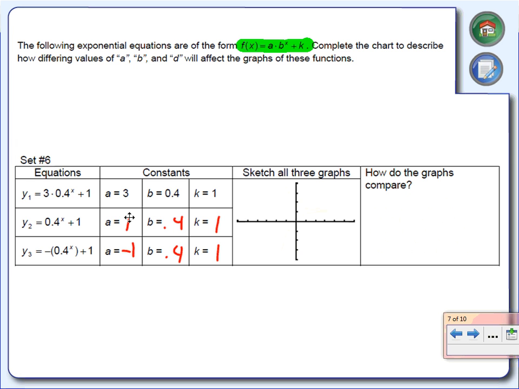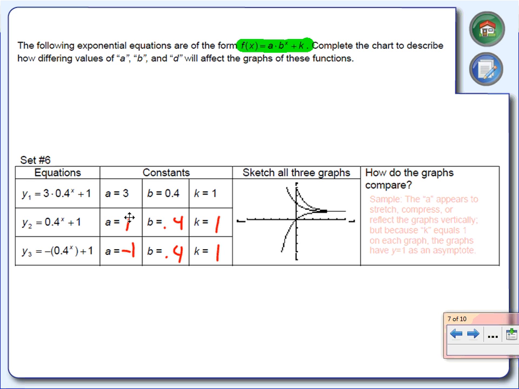So here's the equation. So if we were to graph these things, here's what we're going to end up with. These are the three graphs. So then again, the question is, how do these graphs compare? Well, again, that A value is giving us stretching. That's what the A value is doing, it's stretching it vertically.